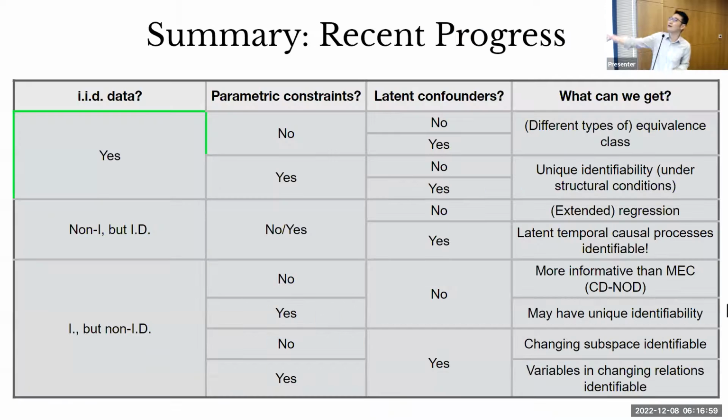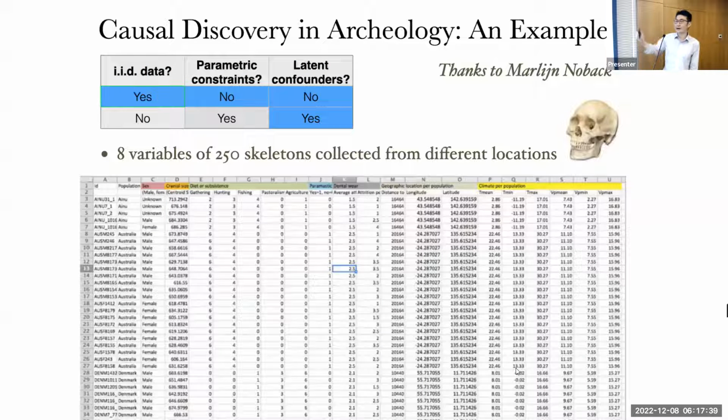Here you can see a summary of current methods for causal discovery or causal representation learning. In different situations, you end up with different information about the causal structure or causal representation. Generally speaking, in the IID case, usually you can only end up with the equivalence class. Of course, if you have parametric constraints, you can end up with unique identifiability under some assumptions. But if you go beyond the IID setting, all of a sudden you can recover the underlying causal variables and the relations in a relatively easy way. I'll use examples to illustrate all those results.